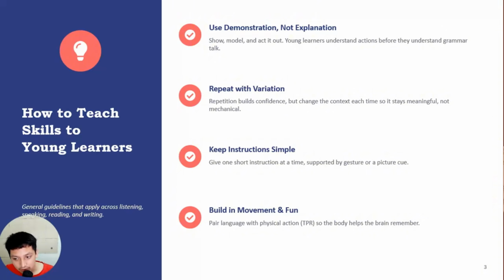Second, repeat with variation. Repetition is important for the children to remember, but we change the context a little bit each time so it doesn't feel boring or mechanical. Next is keep instruction simple. One instruction at a time and support it with gesture or picture. And fourth, the last, build in movement and fun. Pair language with physical action or TPR, so the body helps the brain remember the language.